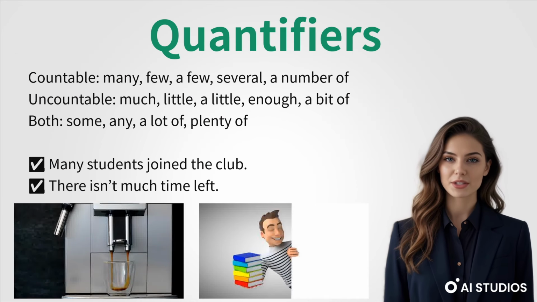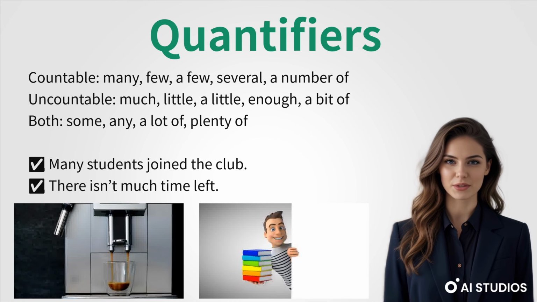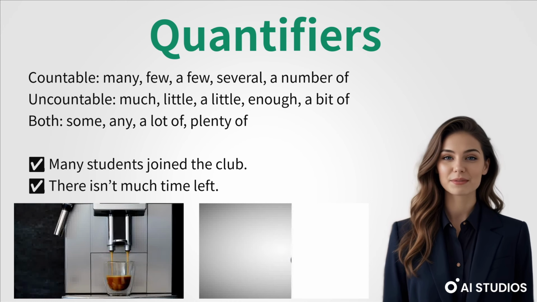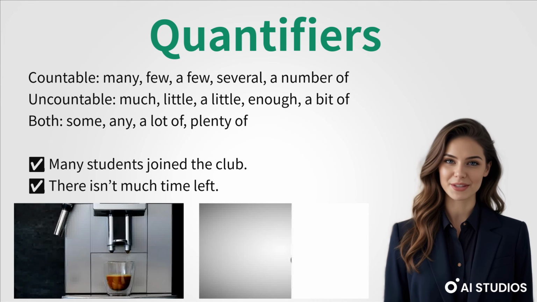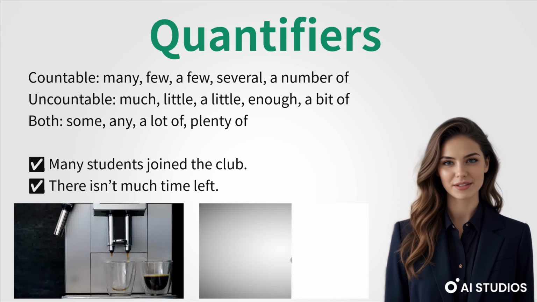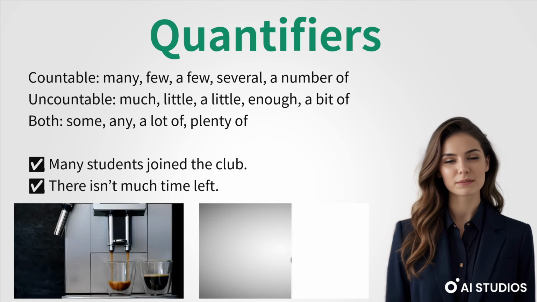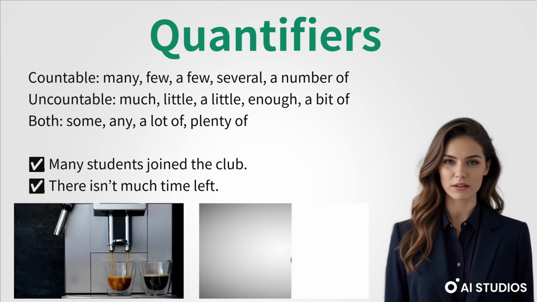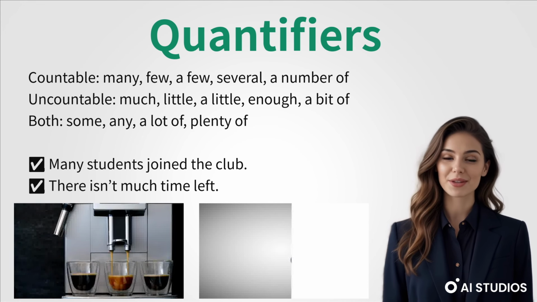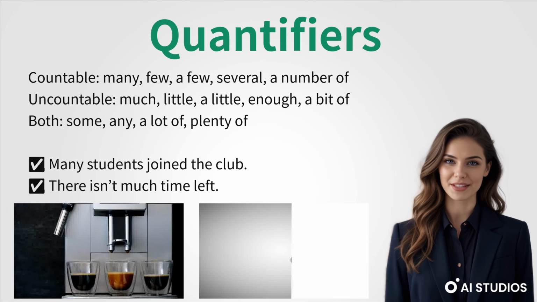Quantifiers tell us how much or how many. Some are used for countable nouns, others for uncountable nouns, and some for both. Countable: many, few, a few, several, a number of. Uncountable: much, little, a little, enough, a bit of. Both: some, any, a lot of, plenty of. For example, many students joined the club. There isn't much time left.